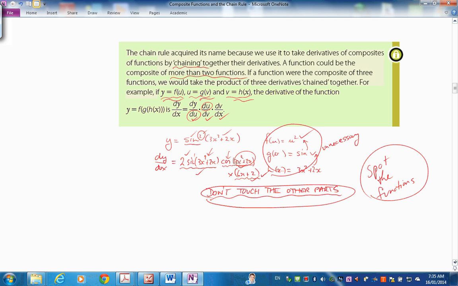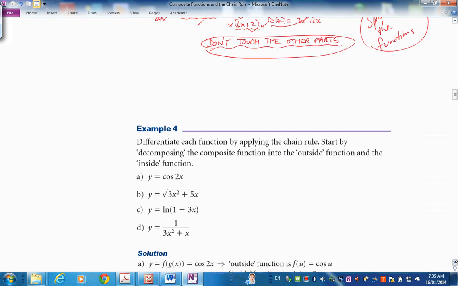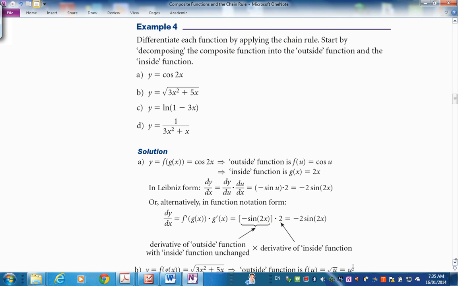All right, let's come down and see what you think about some examples here from Pearson's. Differentiate each function by applying the chain rule. Start by decomposing, starting with the outside function and then the inside function. Okay, so let's have a look at cos 2x. Here they're saying the outside function is cos, and they've said u, cos of 2x. Don't need to bring in u.